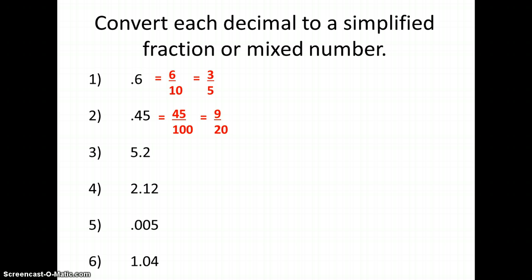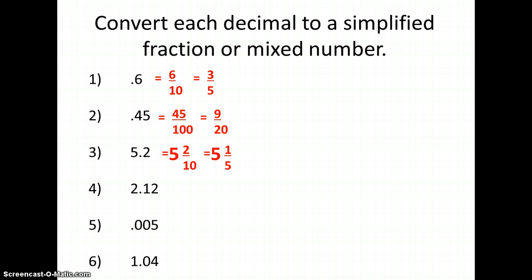Now number 3 is a little different. It has a whole number before the decimal. And I read that 5 2/10. This does not change how I write it as a fraction though. However, instead of having just a fraction, I now have a mixed number, 5 2/10, which I would have to simplify, 5 1/5.